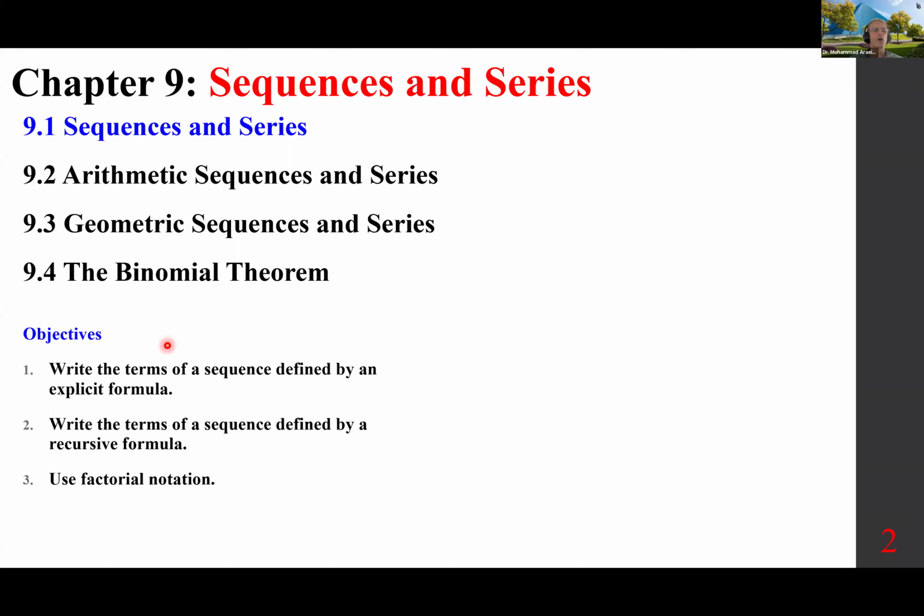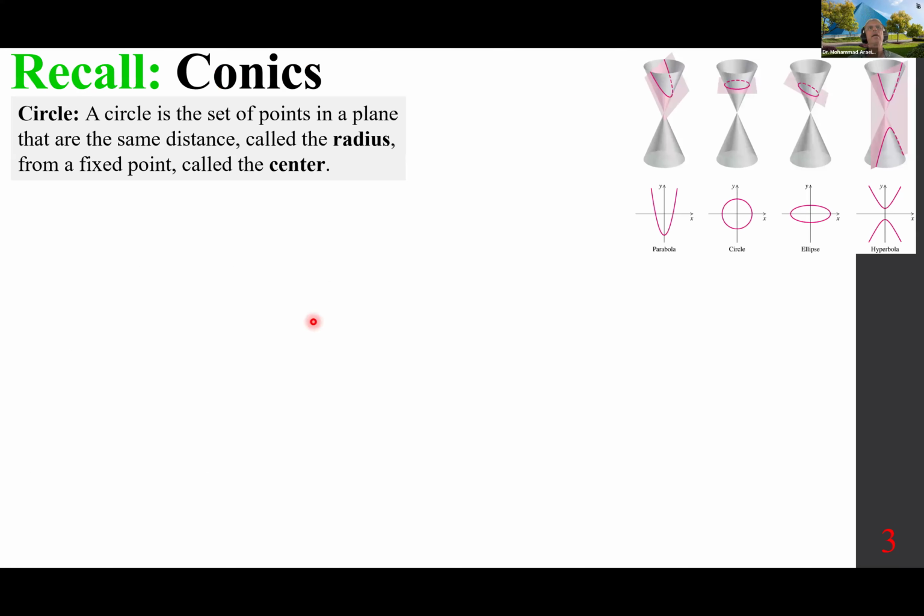The objectives are: write the terms of a sequence defined by an explicit formula. Write the terms of a sequence defined by a recursive formula. Use factorial notation. So let's remind everybody of what we've done.